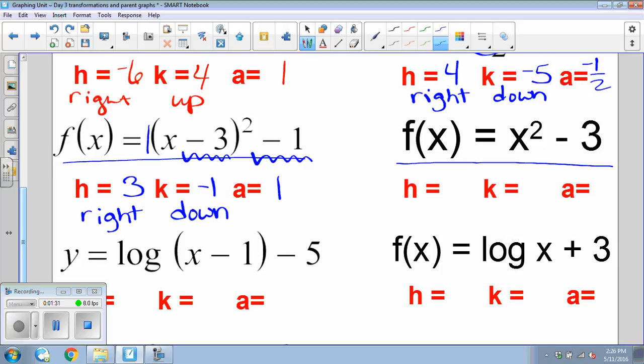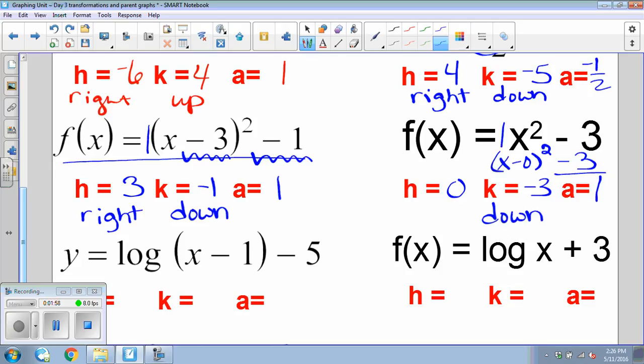Alright, in this example, H is 0 because there's nothing with that x squared. This is the same thing as x minus 0 squared minus 3. So that means it's not shifted left to right at all. K is negative 3, so it's shifted down 3 units. And A is 1, so it's not reflected.